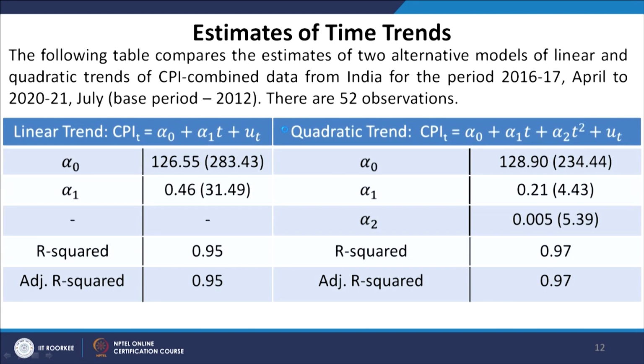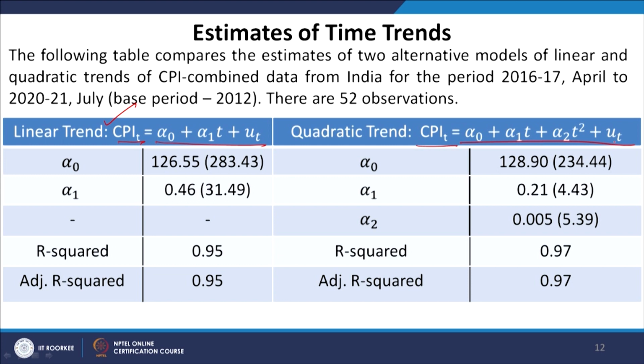So, when you go for estimation of the series, first of all, for linear trend we have CPI_t, the dependent variable, and this is a linear trend: alpha naught plus alpha 1 t plus u_t. And alternatively, I have considered one quadratic trend where CPI_t equals alpha naught plus alpha 1 t plus alpha 2 t square plus u_t. The data remains the same. So, the following table compares the estimates of the two alternative models of linear and quadratic trends of CPI combined data from India for the period 2016-17 April to 2020-21 July with base period 2012, and there are 52 observations.